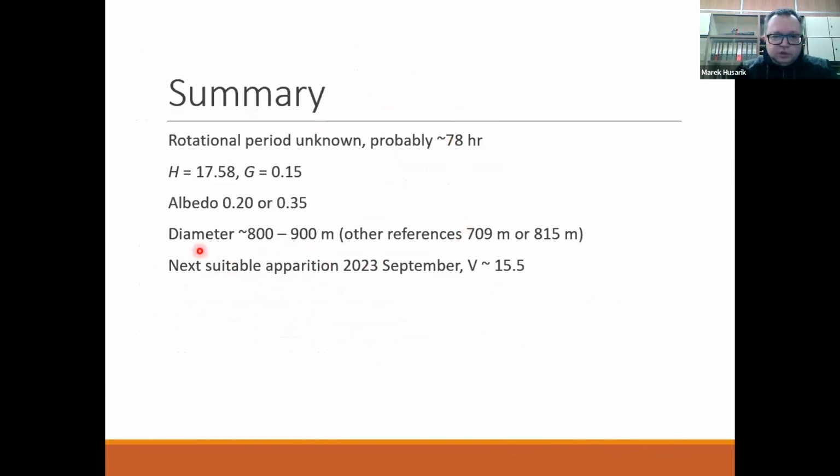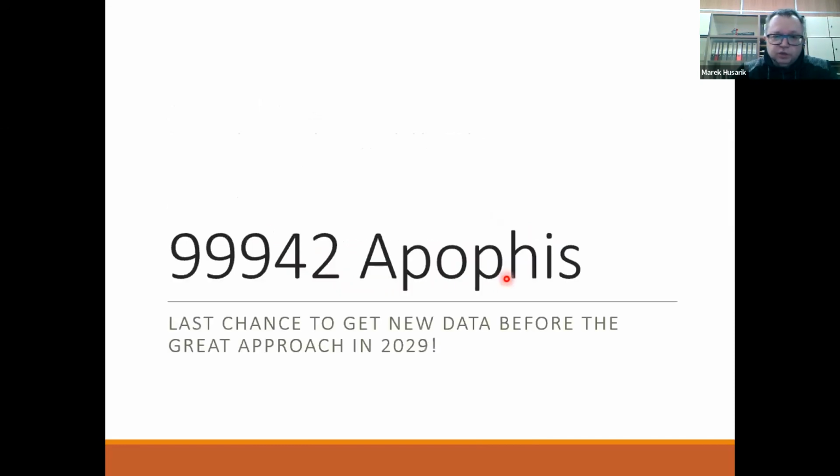Our computation of the diameter shows that it should be less than 1 kilometer, about 800 or 900 meters. Other references say that it is about 700 or 800. We plan to observe it next year in September, when this asteroid will be about 15 magnitude.